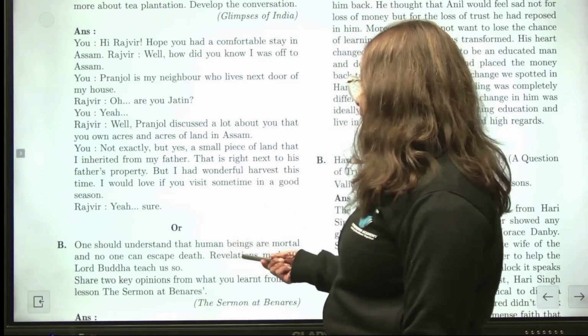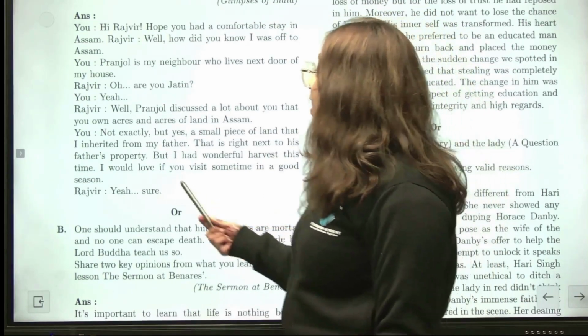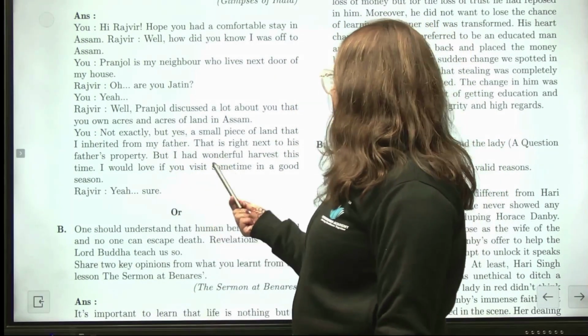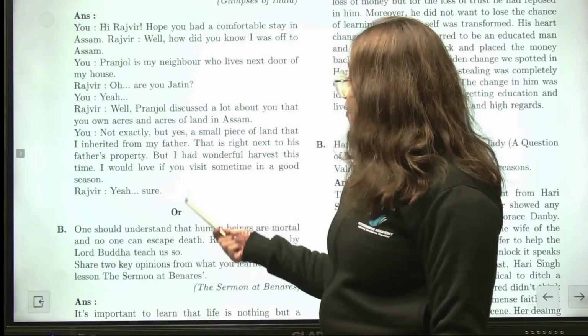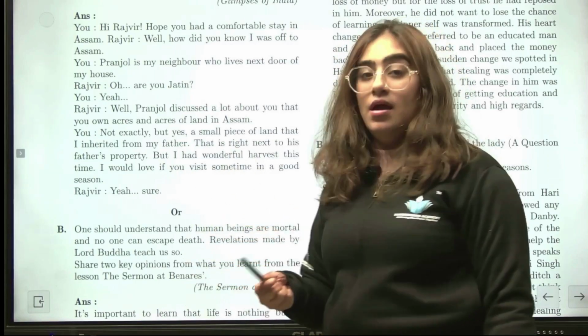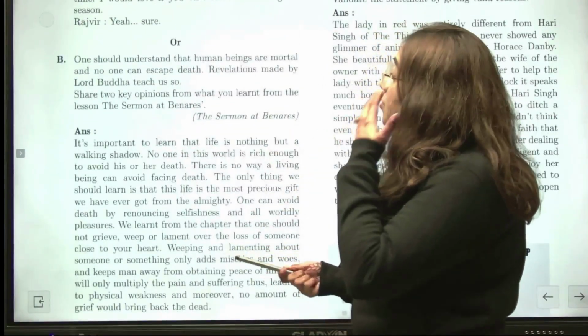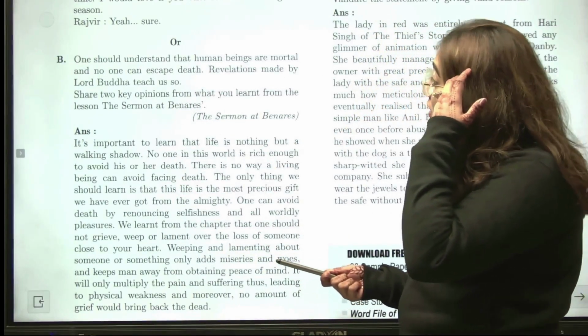You: Not exactly, but yes, a small piece of land that I inherited from my father that is right next to his father's property. But I had a wonderful harvest this time. I would love it if you visit sometime in a good season. Rajveer: Yeah, sure.